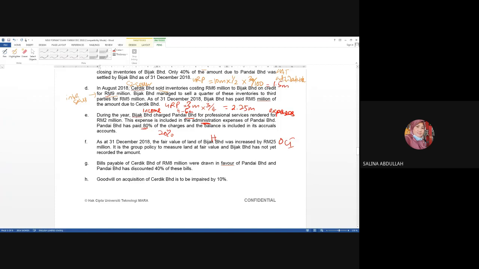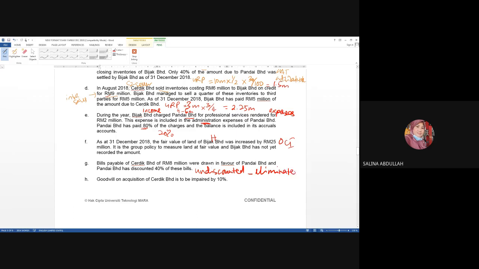Now let's take a look at additional information G. Bills payable of Cerdik of 8 million were drawn in favor of Pandan, and Pandan has discounted 40% of these bills. When we discuss these discounted bills, it is one of the easiest adjustments. What you need to do is always calculate the undiscounted amount, and this undiscounted amount needs to be eliminated.